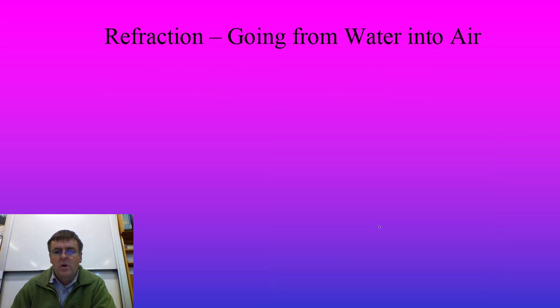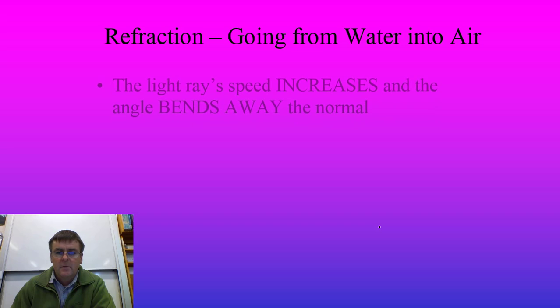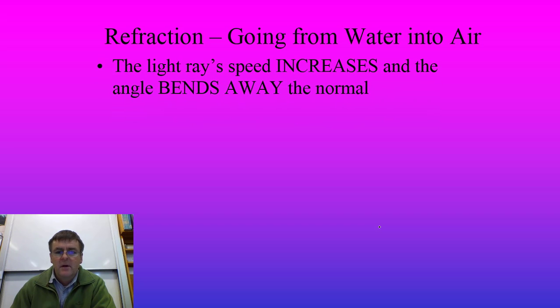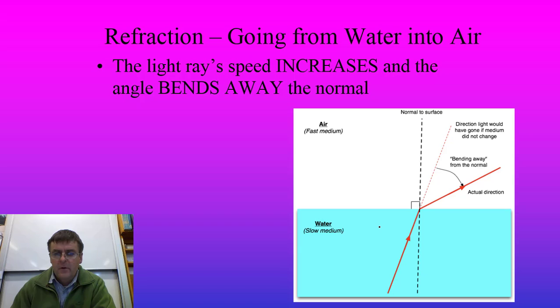The reverse happens when going from water to the air, or from a more dense to a less dense medium. Okay, speed increases, it bends away from the normal. There's our normal line, right angles to the surface again. Here's the light ray coming out, and then it bends away. So here we go, away from the normal line because it's speeding up.